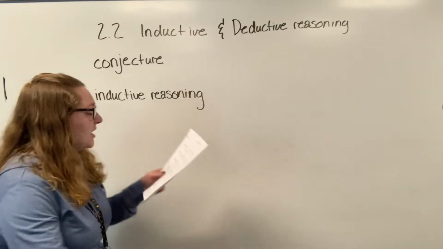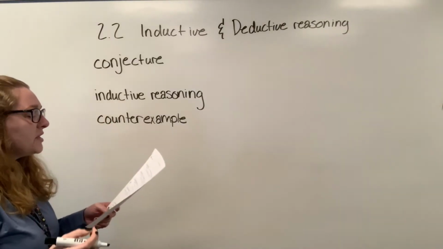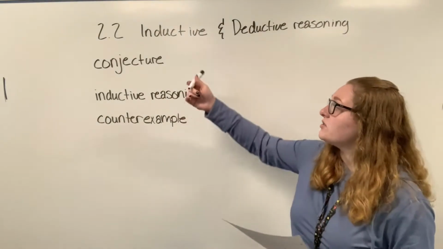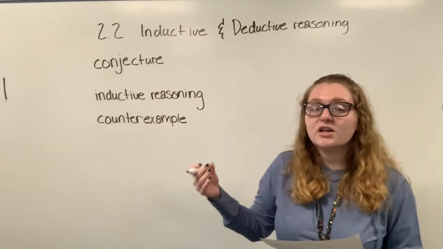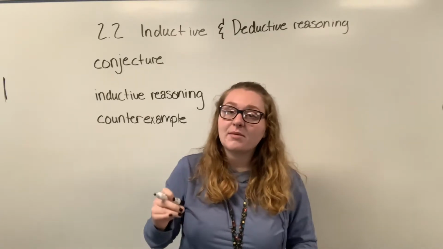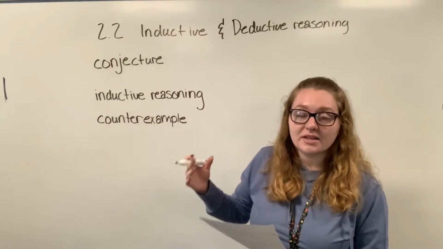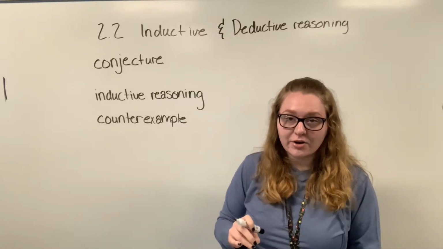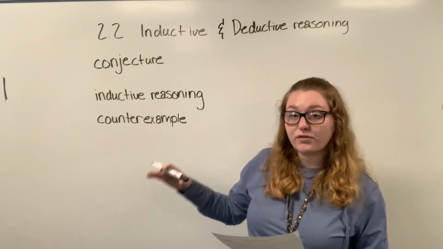Our next term is a counterexample. And a counterexample is a specific case that shows the conjecture is false. Okay, so conjecture is an unproven statement based on observations, okay? So if we look around the math department here, we can see that there are a lot of female teachers, okay? So you could make the conjecture, the unproven statement based on observations, that only women teach math here. Okay, but a counterexample is something that proves that conjecture false.